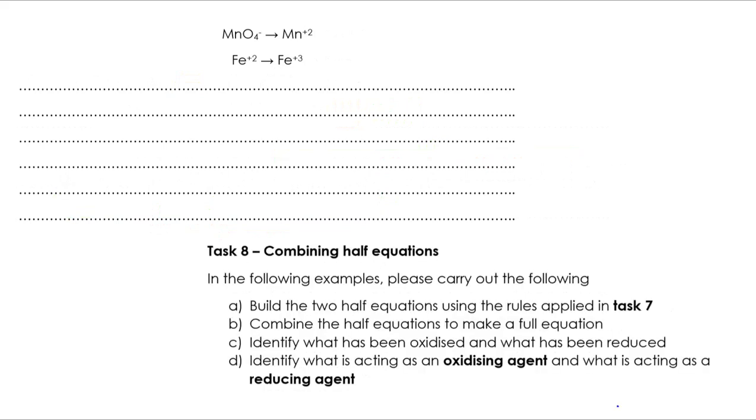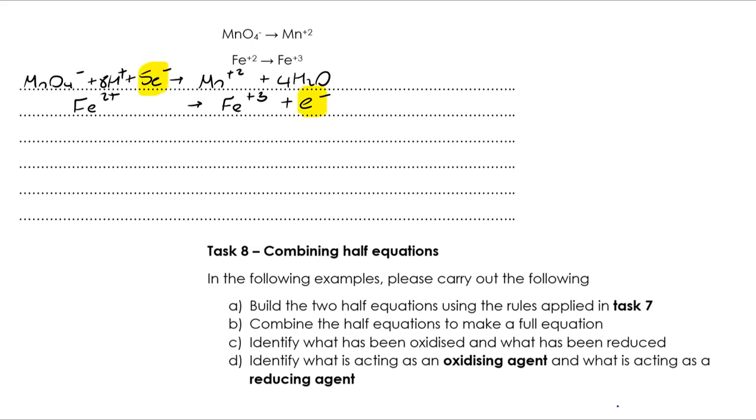And now let's add the rules, and let's begin building our half equations. Again, you've already done this example earlier in this video, so I don't need to balance the manganese. I do need to balance the oxygens. I do need to balance the hydrogens, and I do need to balance the electrons. In the Fe2+ to Fe3+, rules 1, 2 and 3 for building half equations are already done. No action is needed, so I balance the charge with electrons.